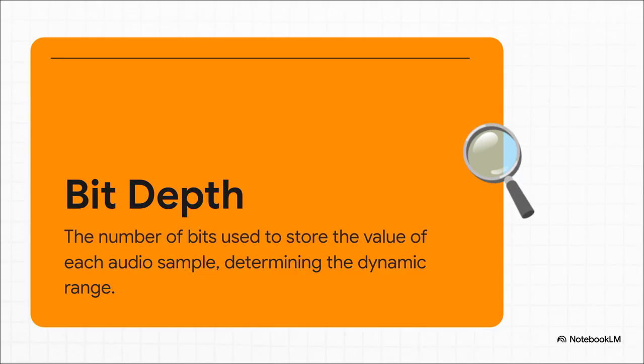So if sample rate is how often we're taking a snapshot of the sound, bit depth is all about how much detail we capture in each one of those snapshots. It controls the dynamic range. That's the difference between the quietest whisper and the loudest explosion in a movie.